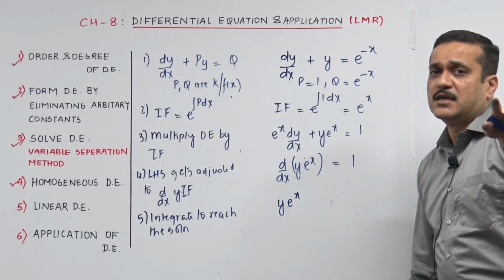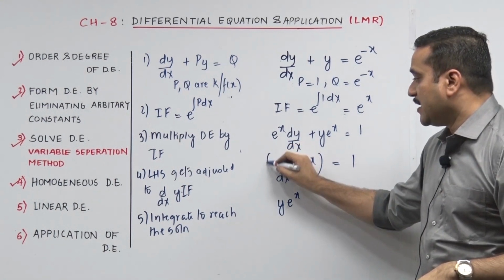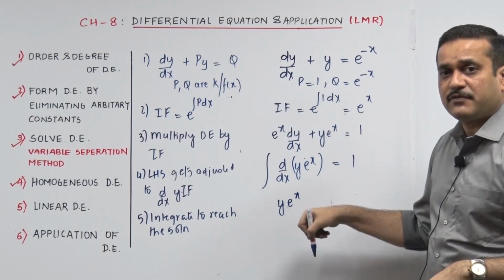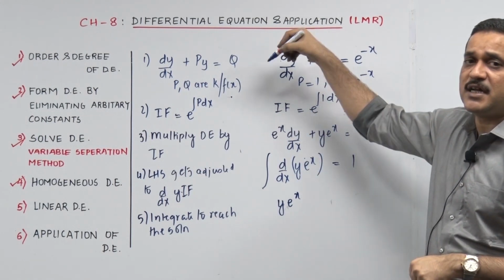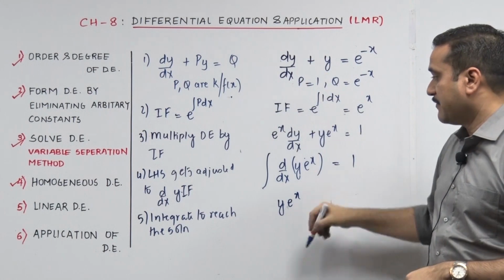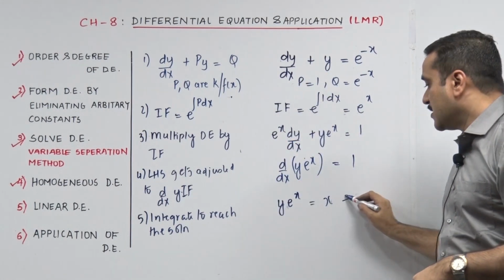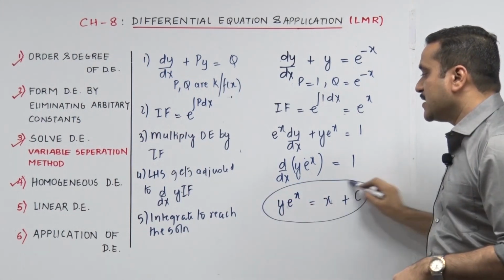When you integrate the derivative of any function, you are left with that function. You understood that very well with that log x example. So you are left with y e raised to x on this side, and on the other side integrating 1 will give you x plus the constant c. That's my general solution.